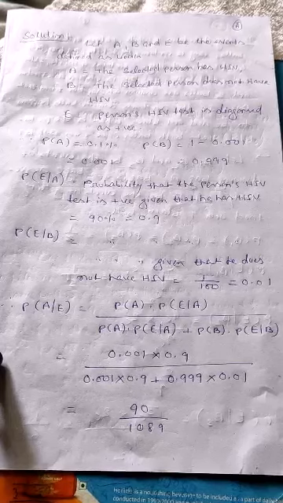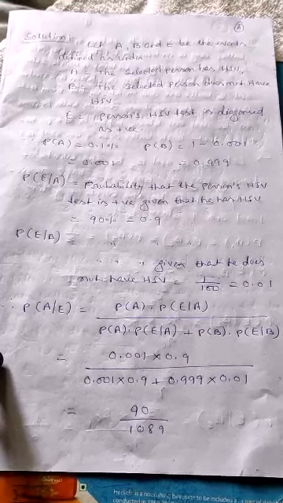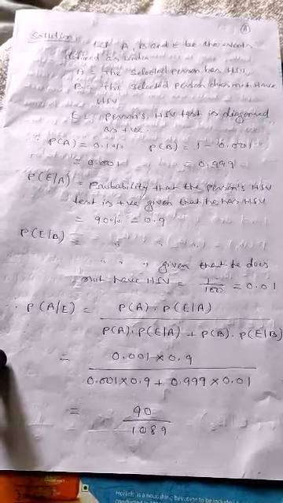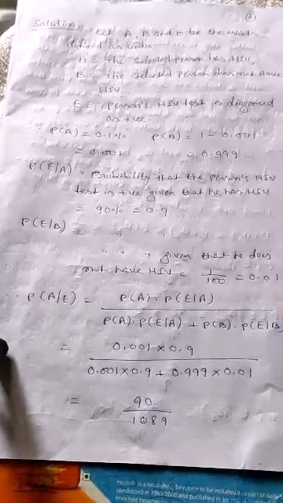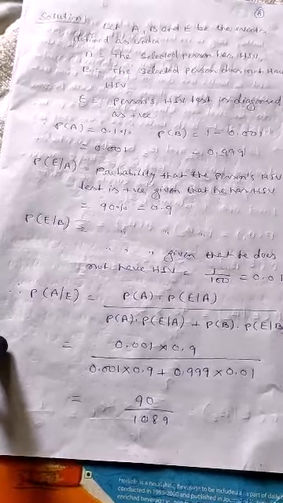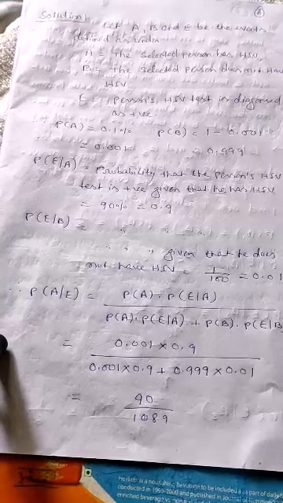So now see, let A, B and E be the events defined as under: A, the selected person has HIV; B, the selected person does not have HIV; E, the HIV test is diagnostic as positive. So in the question it is given that 0.1% of persons have HIV.